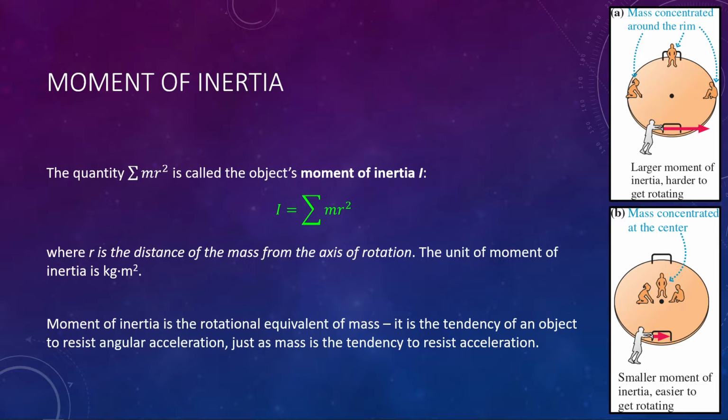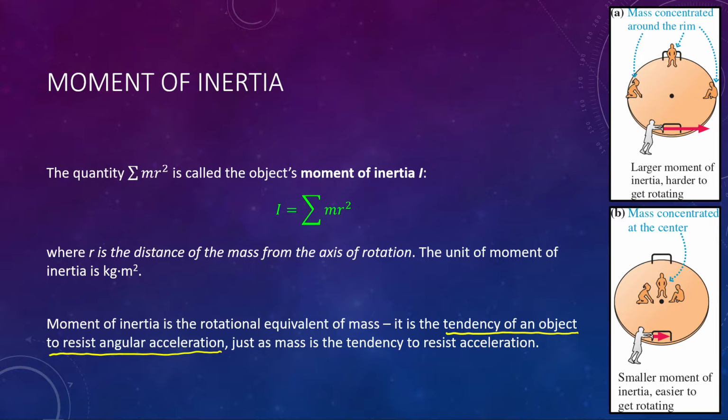So the real definition is the rotational equivalent of mass, but I think this definition is so important. It's the tendency of an object to resist angular acceleration. With that in mind and comparing it to the real definition of mass, the tendency to resist regular acceleration, I believe that this quantity becomes more straightforward, or at least somewhat more digestible.